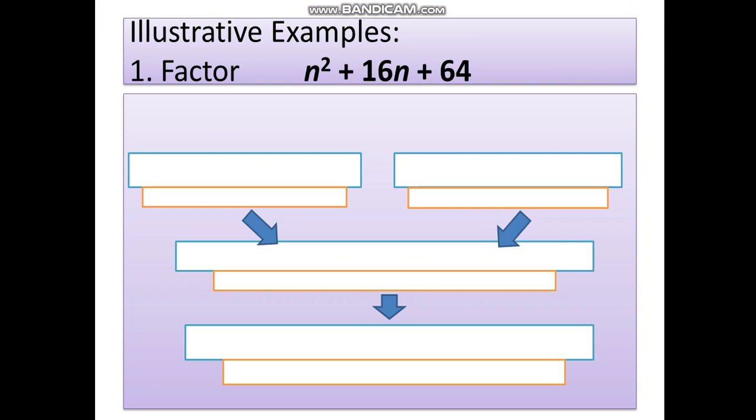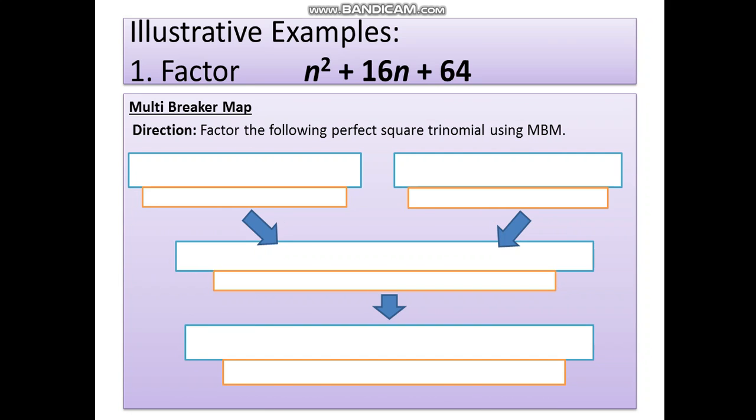Okay, let's begin. Let's factor n squared plus 16n plus 64. So let's use the MBM. Get the square root of the first term. The first term is n squared, so the square root is n. Then, get the square root of the last term. Our last term is 64. The square root is 8.